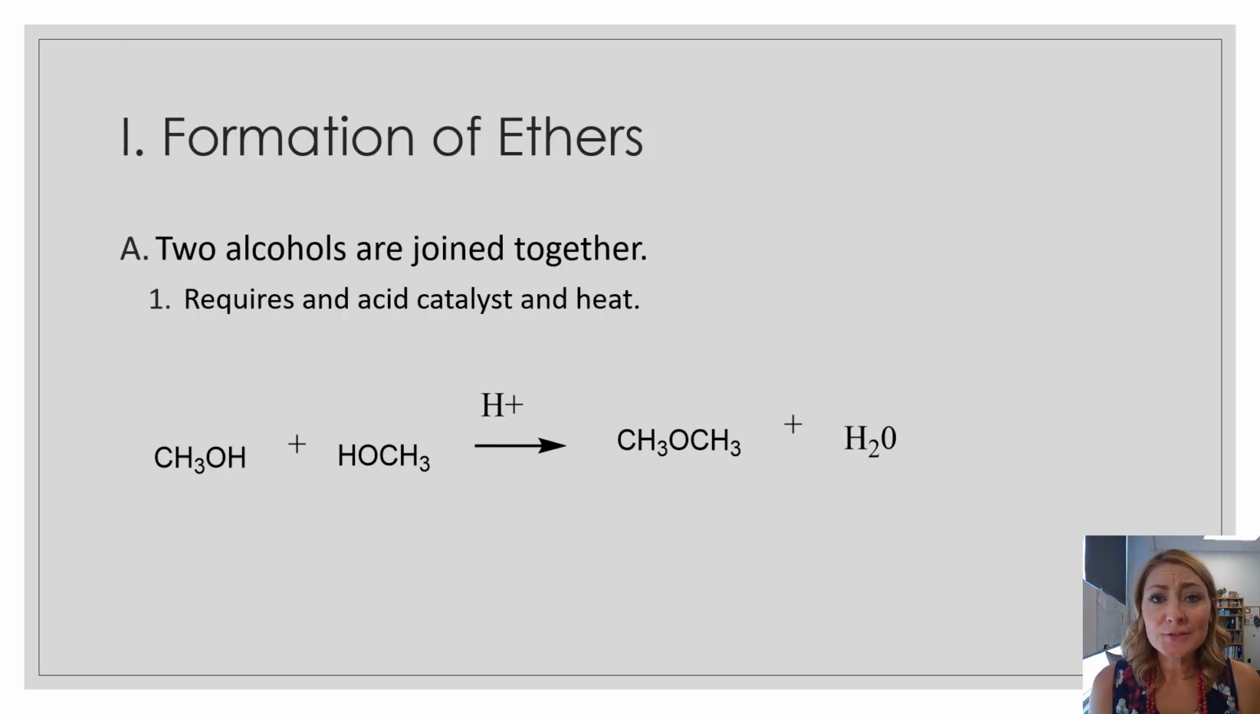All right, in order to create an ether, we are going to start with two alcohols and we're going to join them together in an ether bond. In order for this to happen, you're going to need those alcohols to be in the presence of an acid catalyst and heat, which I don't have here. Let's take a look at what this looks like.